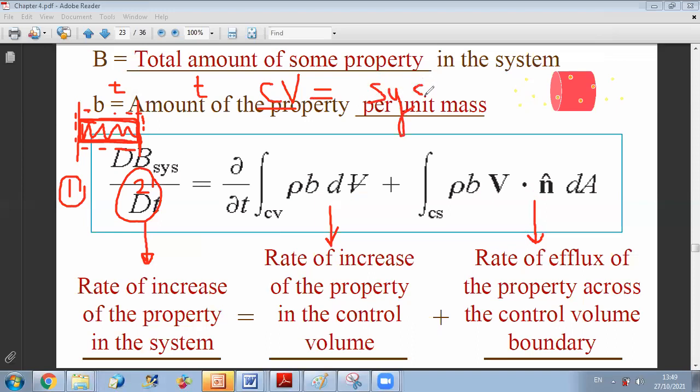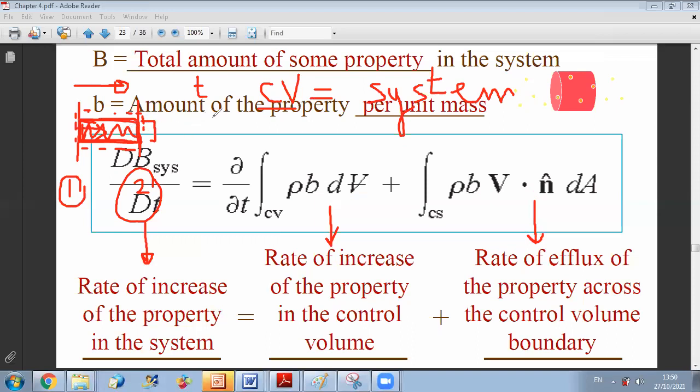Now, after a certain time, this will not be true anymore. Why? Because let's say you have a flow, some of these particles will get out, and some other particles will progress in the fluid zone.